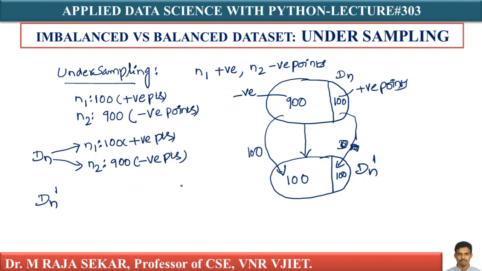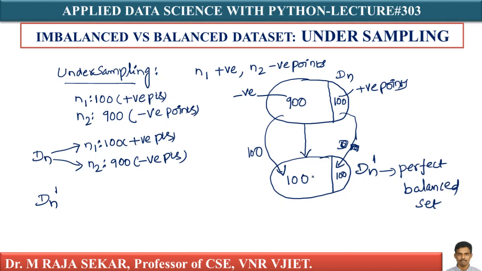This is a perfectly balanced set. Your DN dash is, I can say, a perfectly balanced set, isn't it? Yes. All of my machine learning modeling will work on DN dash instead of DN. From here onwards, after taking the sampling, my machine learning model works on DN dash instead of DN.